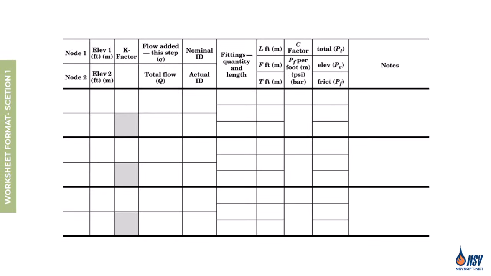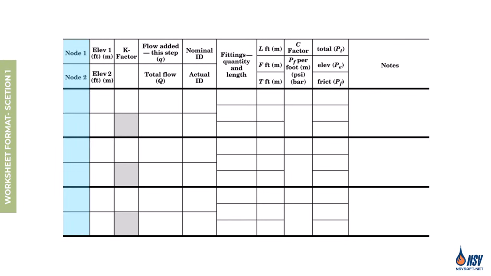In this table, the data for each segment of the piping network is entered between two thick horizontal lines. Each section represents a single pipe run between two nodes, capturing all relevant hydraulic parameters, such as elevation, flow rate, pipe dimensions, fittings, and pressure losses. Each cell in the table must correspond directly to its designated header.